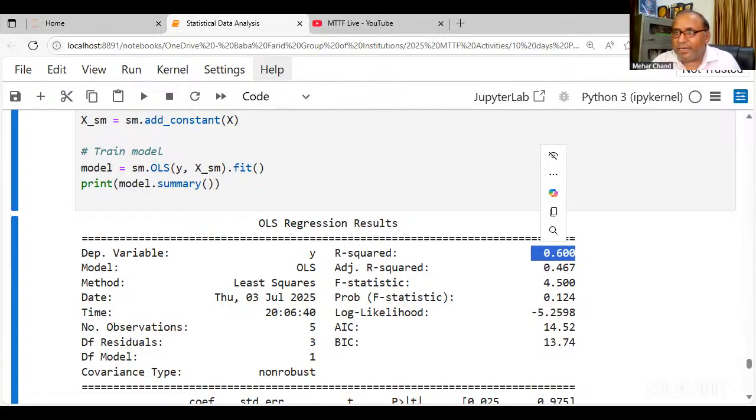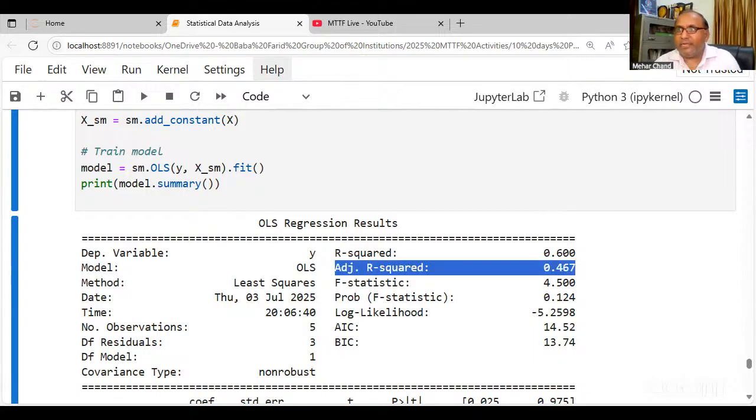And then we can see the adjusted R squared. This is the adjusted R squared value, the next value, which is 0.467, slightly lower due to the small sample size. Only 5 observations are there. It is adjusted for the number of predictors. If we increase the number of observations, we can adjust this value. And the F statistic, you can see, is 4.5.